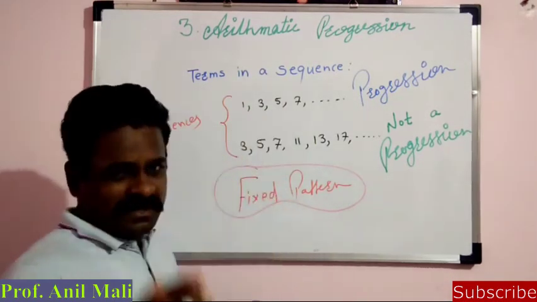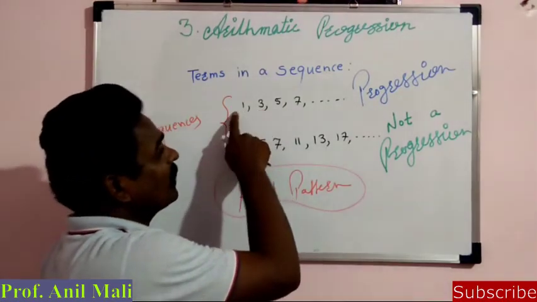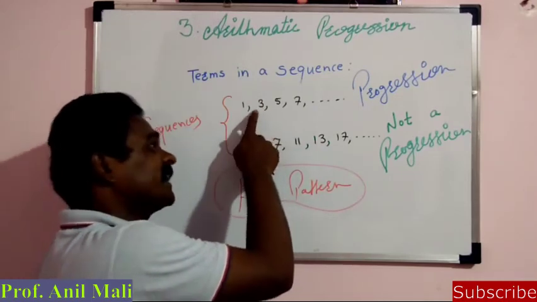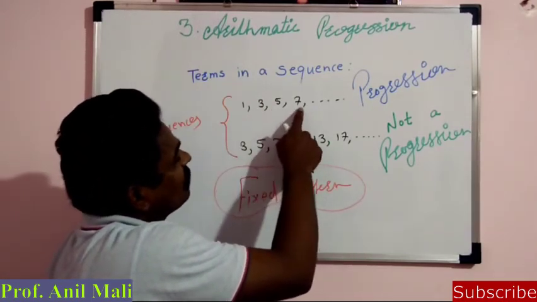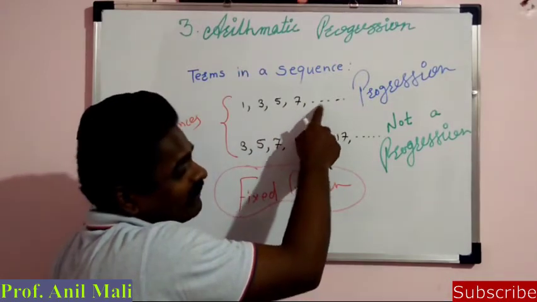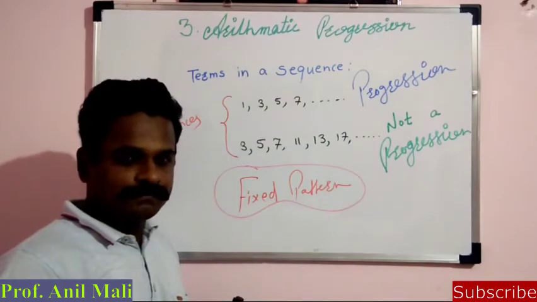Here a fixed pattern is there. That means in the first term you added 2, so you got 1 plus 2 is 3. In the second term you added 2, so 3 plus 2 is 5, 5 plus 2 is 7, 7 plus 2 is 9, 9 plus 2 is 11, 11 plus 2 is 13, and so on. So the fixed pattern is there.